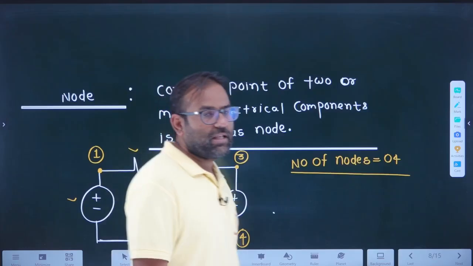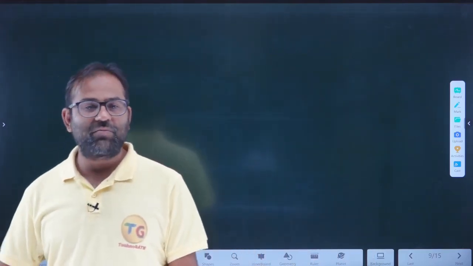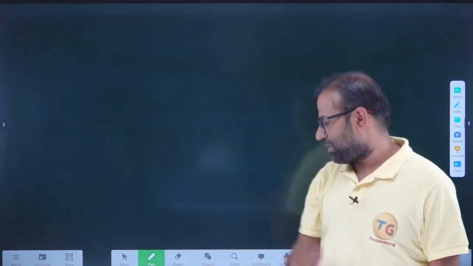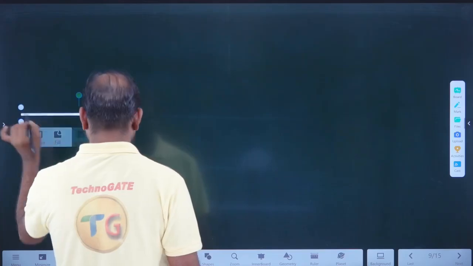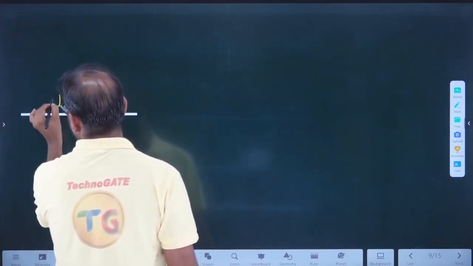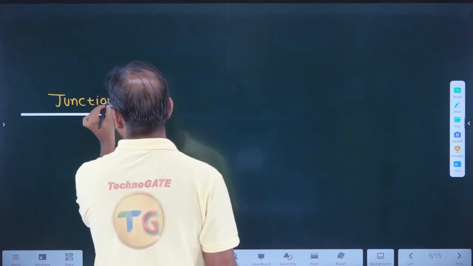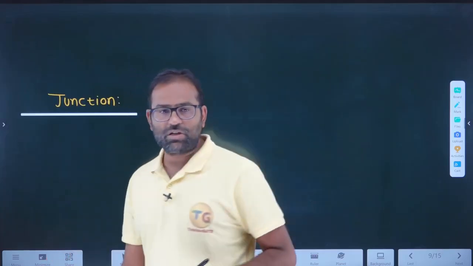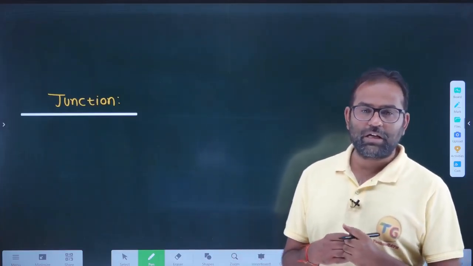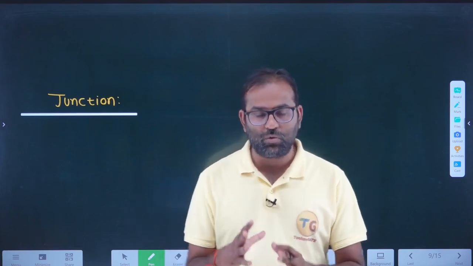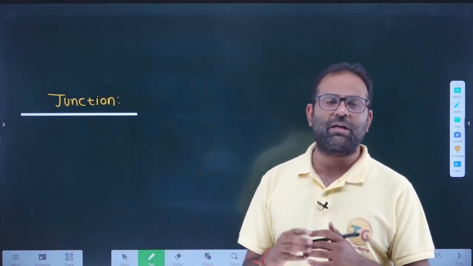Now let's go to the next thing. What is the next thing? The next thing is known as junction, because like mesh and loop, there is one more pair which is node or junction. So what do we understand by junction? A junction is the contact point of three or more, not two or more. Two or more is known as node, but the contact point of three or more electrical elements is known as junction.